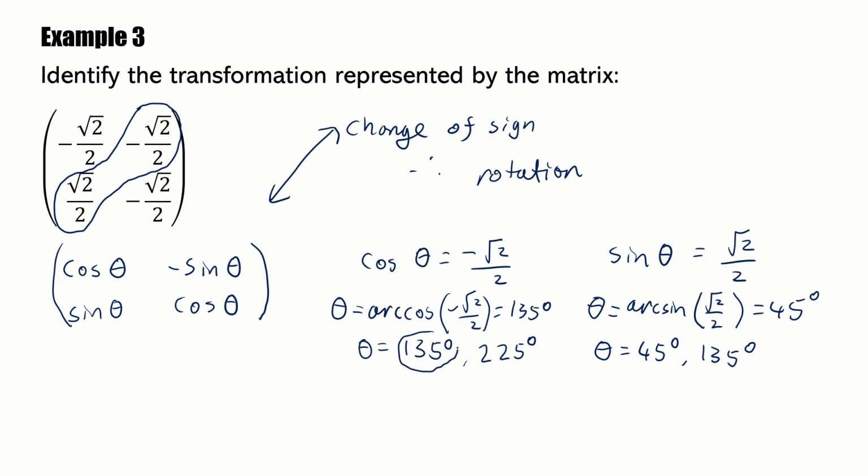Cool. So what is the angle that works? Well, the only value of theta that works in both equations is 135 degrees. So that's the value of theta for our rotation. So the final answer is it's going to be a rotation. So you've got to mention that.